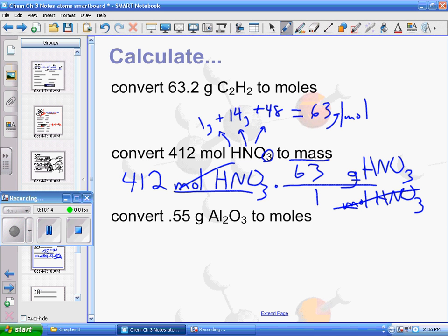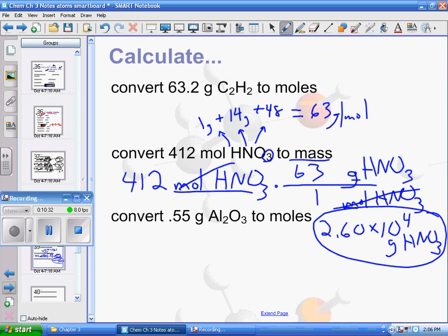And that number's on top, so 412 times 63. My answer is quite large, 2.60, and I'm going to use scientific notation here, times 10 to the fourth grams of HNO3. Okay?